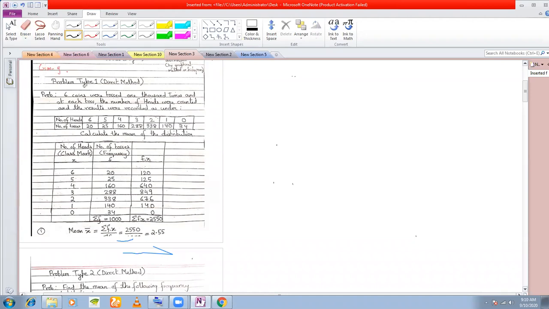You have to identify which one is your variable. We want to calculate not the mean of the number of tosses, not the mean of this, not the mean of this. We want to calculate the mean number of heads. That means the mean of this I want to calculate. So this is my variable, this should be my variable x, because we want to calculate the mean of this. This is what you must bear in mind.